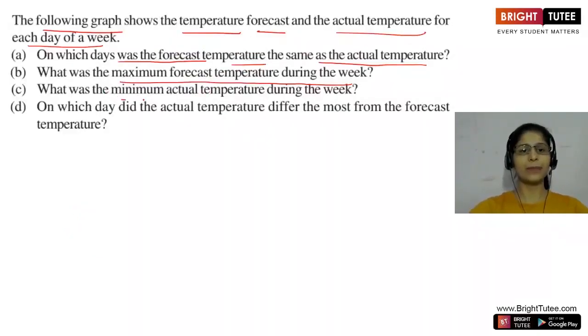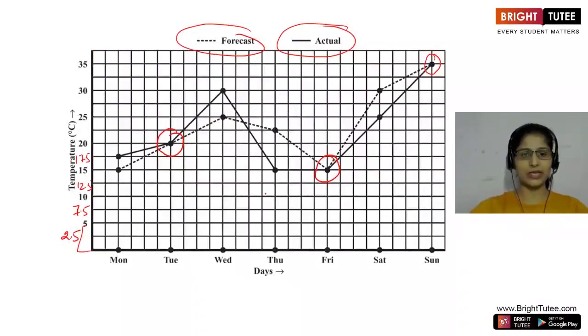Now, what was the minimum actual temperature during the week? Now for actual we will be looking at the solid line. So we see minimum actual temperature, that means the solid line minimum value. We see here it is higher. This is the minimum value and it is on Thursday and it is 15 for the solid line. Clear? So actual temperature minimum is on Thursday.